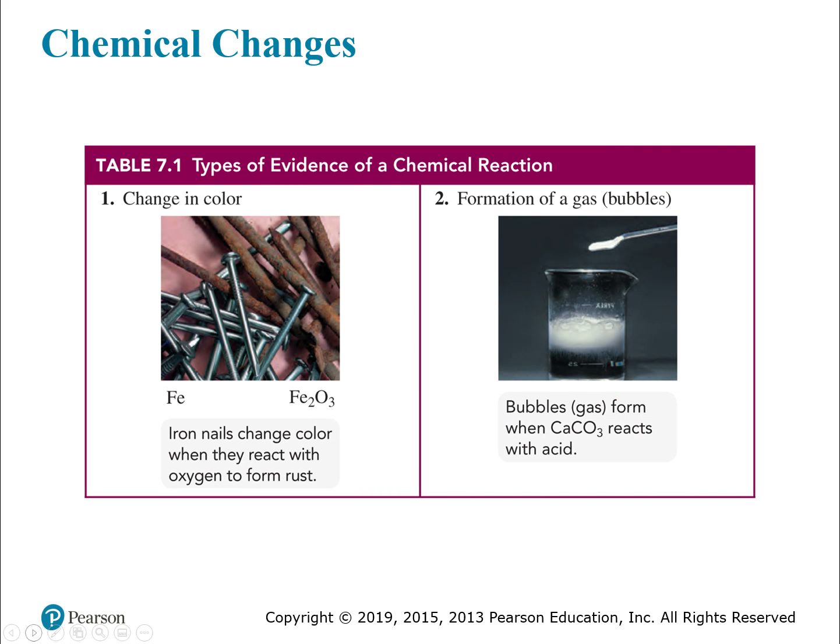So this table summarizes the types of evidence of a chemical reaction. We have a change in color. The example here is if you have iron nails. If they're exposed to air that has oxygen in it, they will rust. And that rust changes the color of the nail. It's like a brownish red. The same thing happens to cars if you live up north.